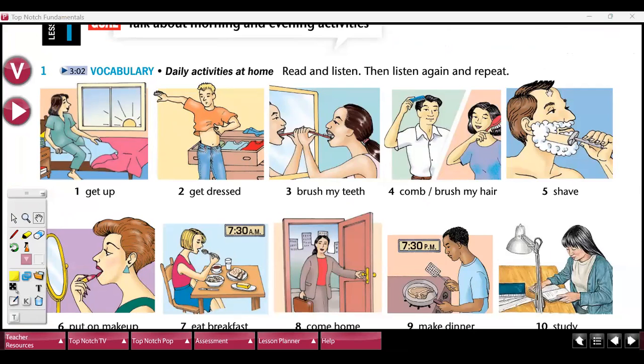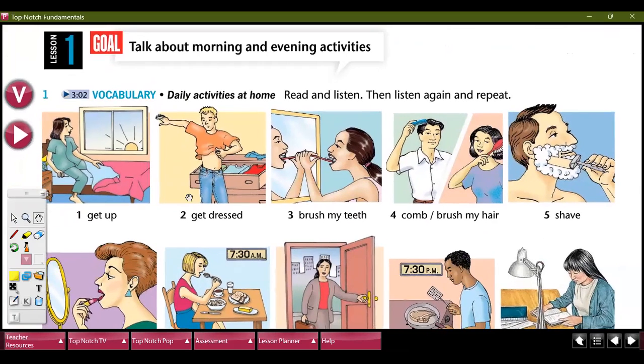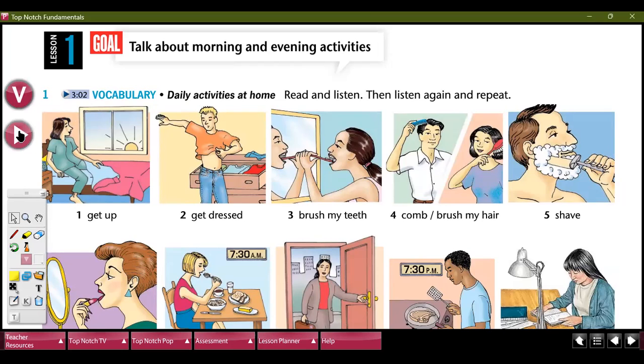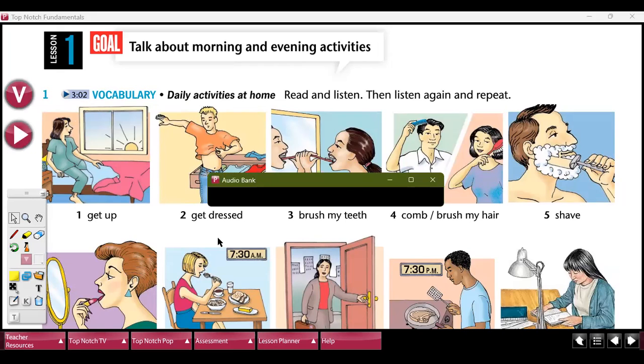So listen, we are going to be listening to the following morning and evening activities. Vamos a escuchar las rutinas de la mañana y de la tarde. So morning and evening activities, o actividades. So you're going to be listening to the pronunciation of these verbs. So pay close attention to that. Okay. Vamos con el listening.